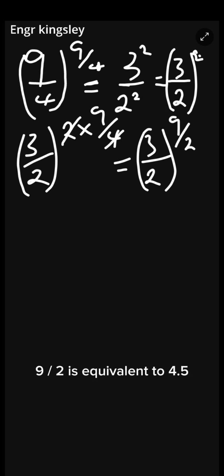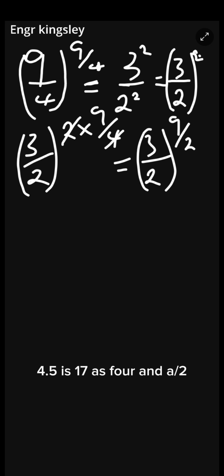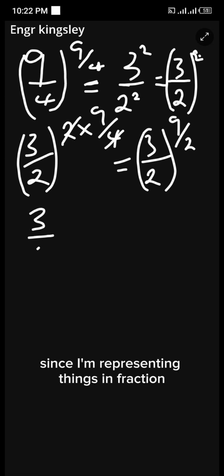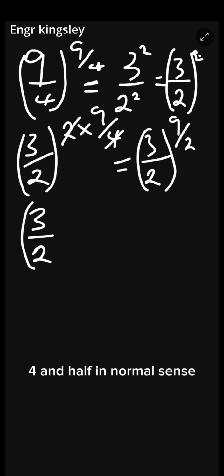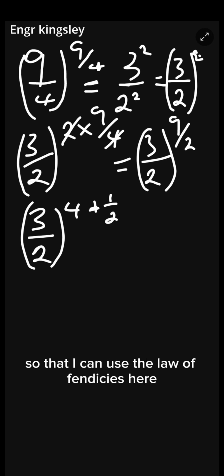9 divided by 2 is equivalent to 4.5, but I choose to use a fraction because of the indices. Since I'm representing things in fraction, 4.5 in normal sense is the same thing as 4 plus half. I know that will make sense to you. So that I can use the law of indices here.